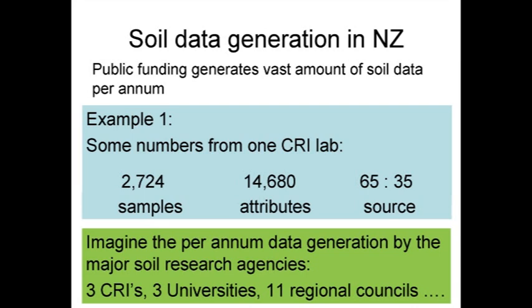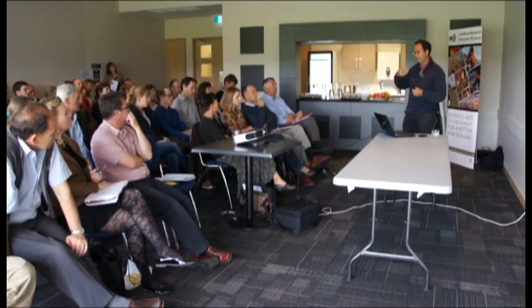Every year we're collecting around 2,700 samples. So that might be a soil layer as such, the top soil. It could be a layer in the subsoil. From those samples we're generating around 14,000 soil attributes. That could be carbon, that could be pH, that could be water holding capacity measurement, something like that. And 35% of that data comes from the non-soil scientists within our research organisation, so the ecologists, other people within the company. So it's not purely a soil scientist domain, the people that are generating soil data nowadays.